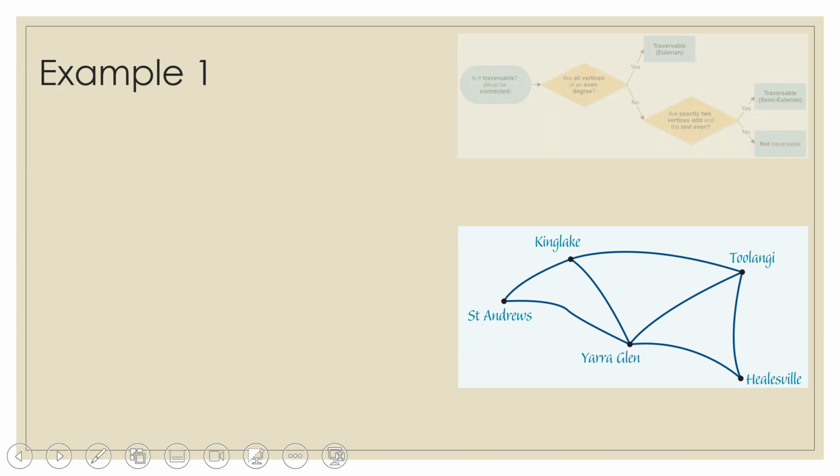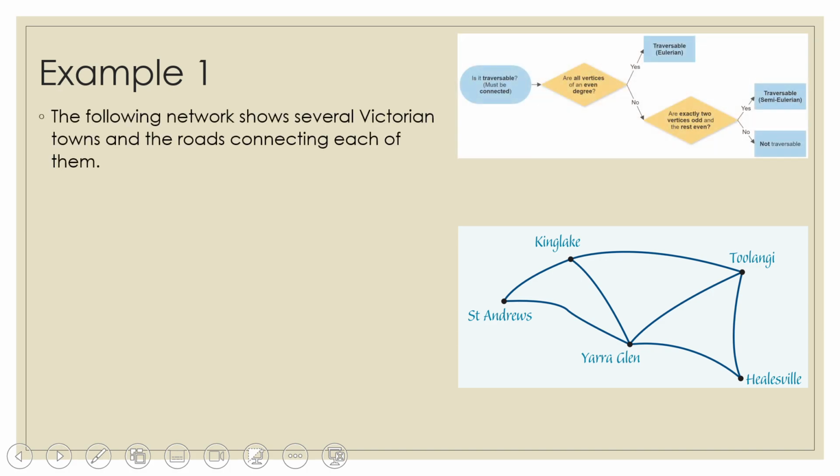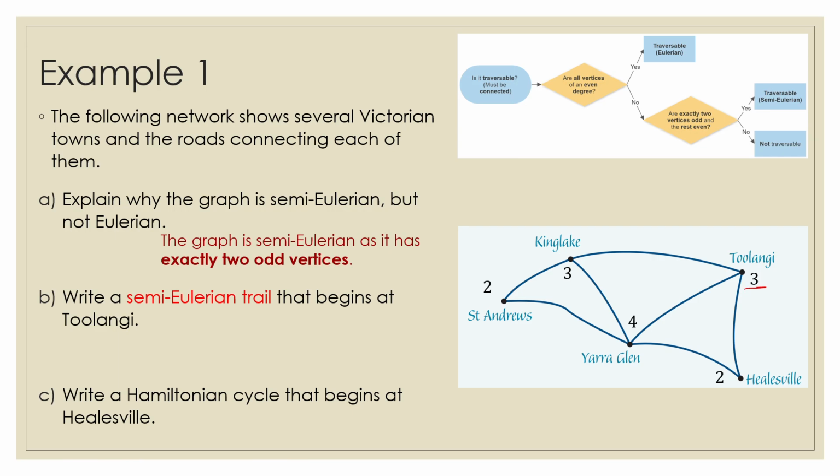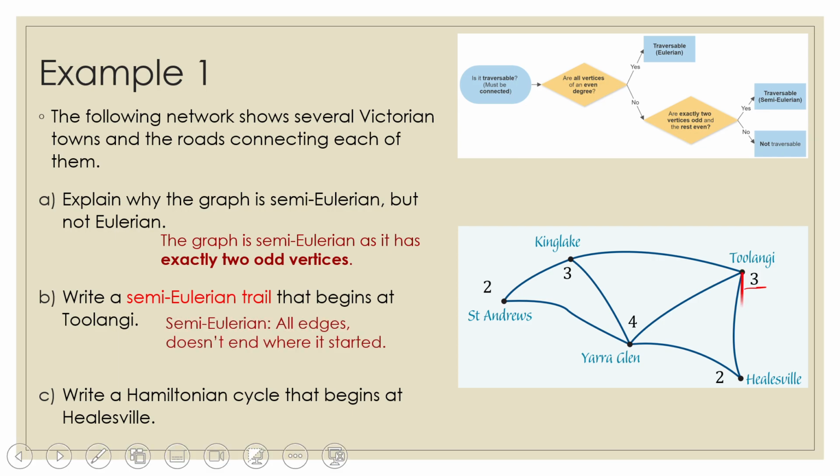Here are some places. Let's answer some questions here first. Going back to our semi-Eulerian and Eulerian. Why is this semi-Eulerian but not Eulerian? Well, remember, looking at the degree of all of them, we have 2 odd, making it semi-Eulerian. Write a semi-Eulerian trail that begins at Tulungai. That works with us because that is one of the odd vertices. So here is our path, as you can see, starting to highlight now, passing over all of the edges.